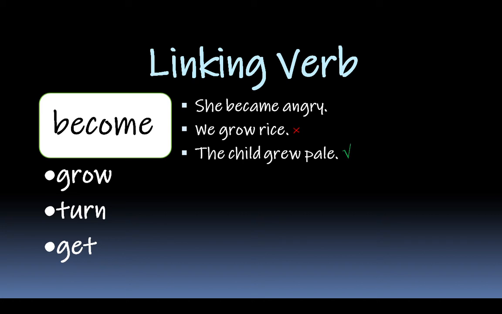Look at the next sentence. The child grew pale. It means the child became pale. I can replace grew with became and still the sentence means the same thing. Now, grew in this sentence has been used in an entirely different meaning. It has been used in the sense of become. It's indicating the change from one state to another state. This is how they function as linking verbs. They can be used in different ways in different sentences, so we need to be very, very careful when we are dealing with them.